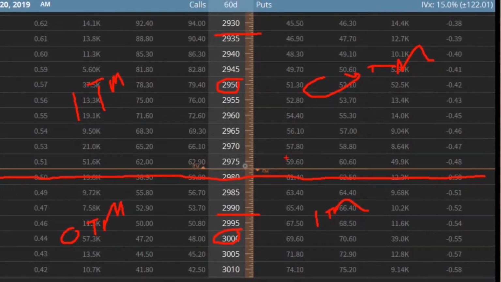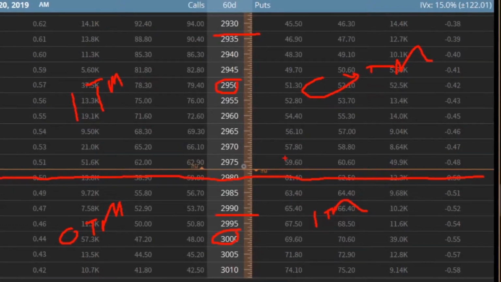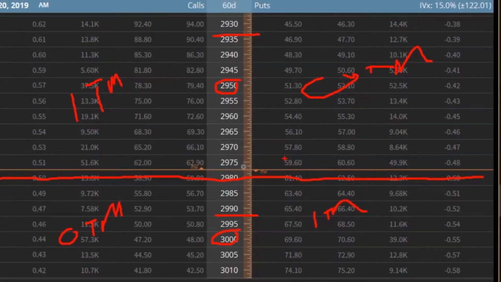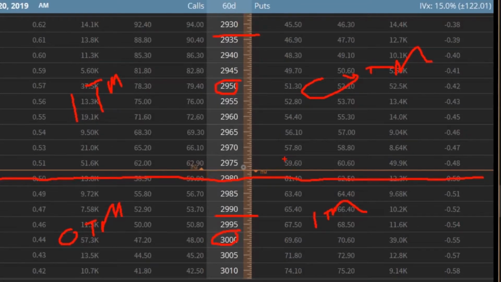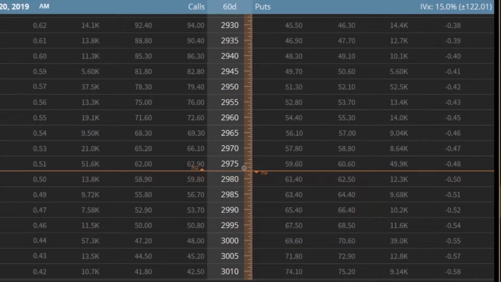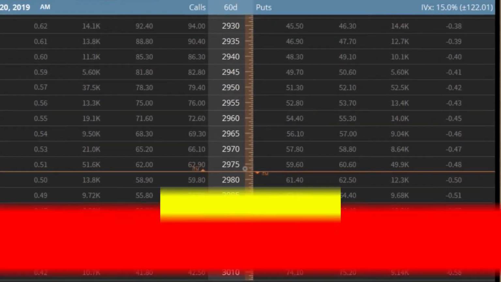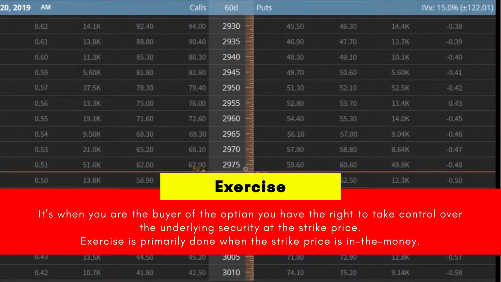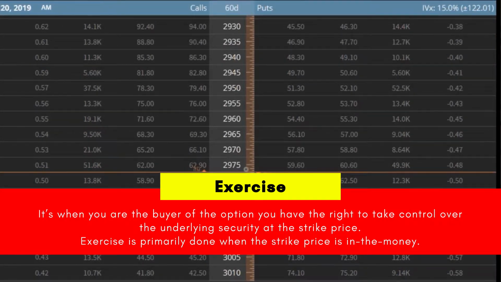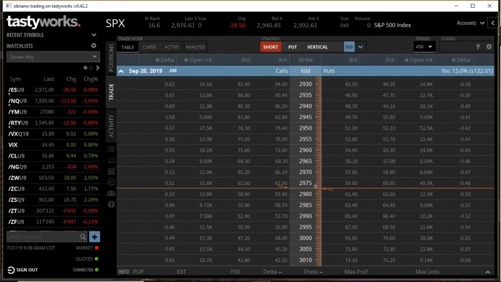It's very, very important to understand when you're in the money, at the money, or out of the money, because when something is in the money, you want to be aware of being exercised. Exercise means when you are the buyer of the option, you have the right to take control of the underlying security at the strike price. So exercise is primarily done when the strike price is in the money. That's why it's important to know when something is in the money, at the money, or out of the money. Exercise can also be in cash only, but can only be done on the date of expiration.